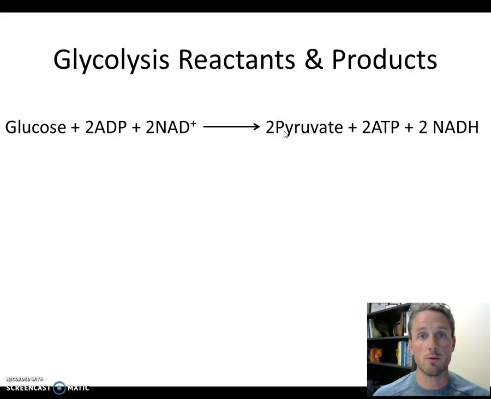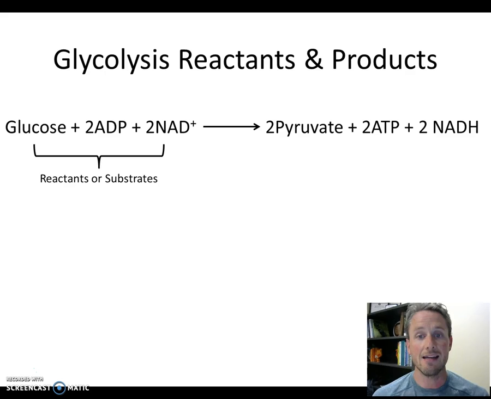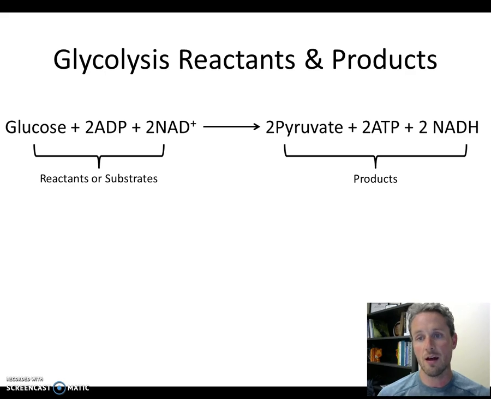That's what we're going to break the glucose in half to produce, along with two ATP molecules, some energy carriers, and two of these NADH molecules. Again, energy carriers. These ones are carrying some electrons that we'll use as an energy source later on. So as a reminder, everything in front of the arrow, those are our reactants or substrates. Glucose, ADP, and NAD are the reactants. And then everything on the other side of the arrow are the products. So pyruvate, ATP, and NADH are the products of glycolysis.